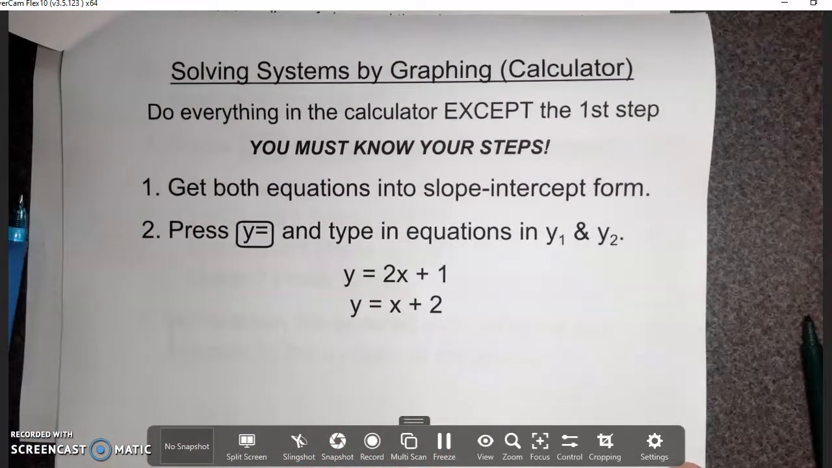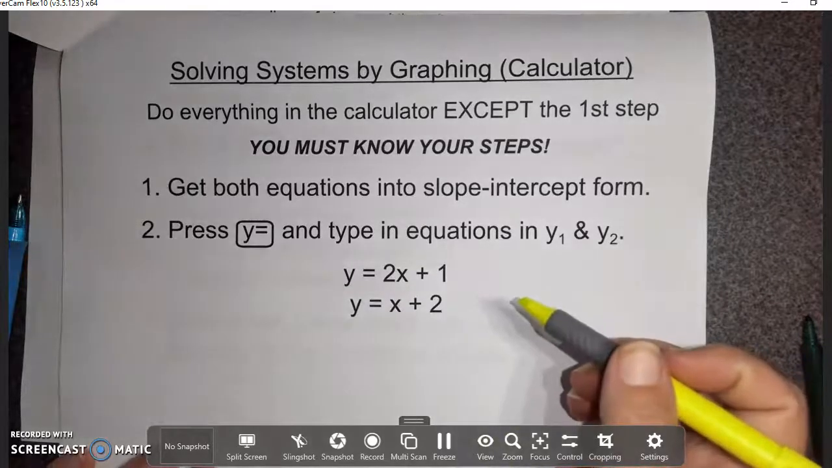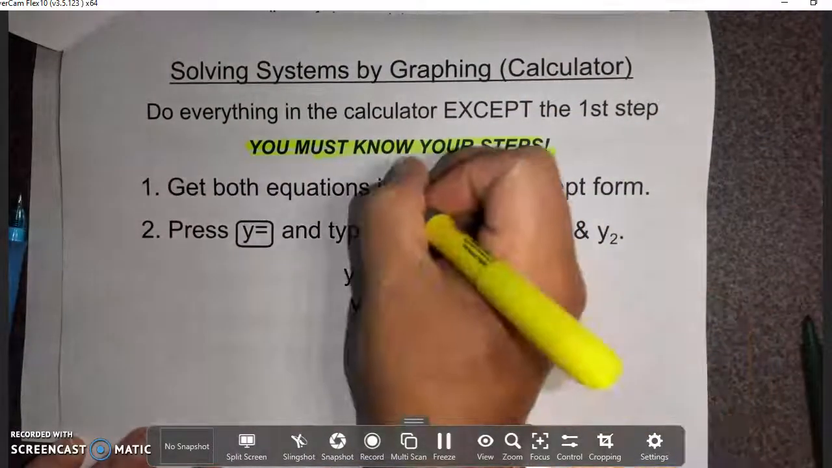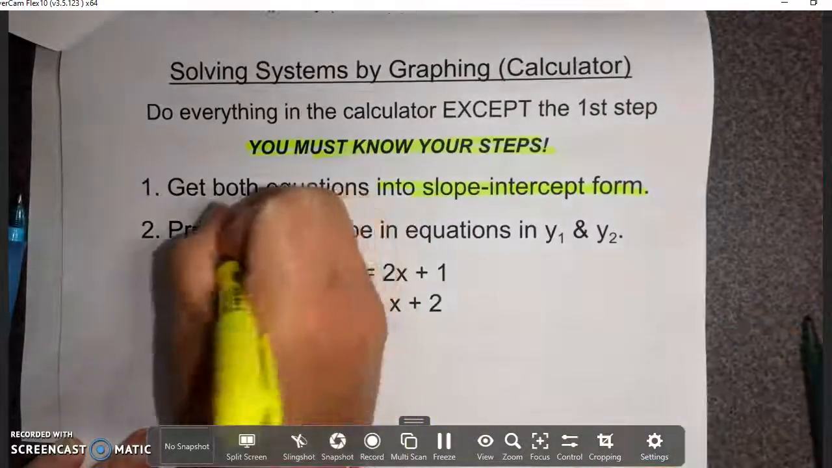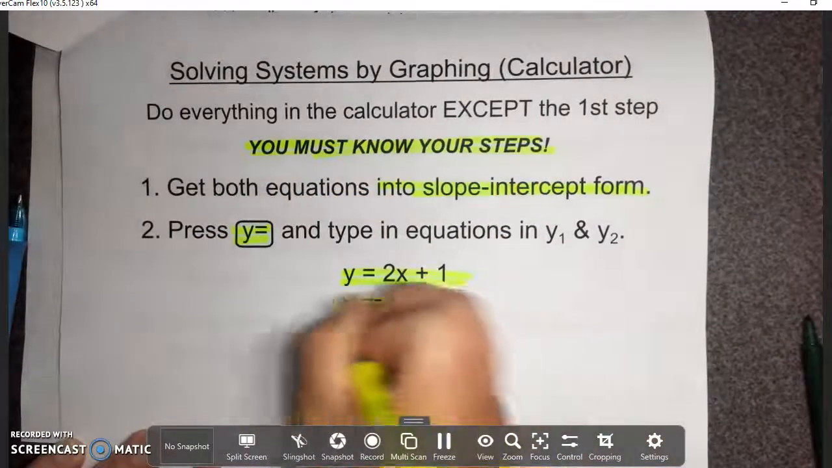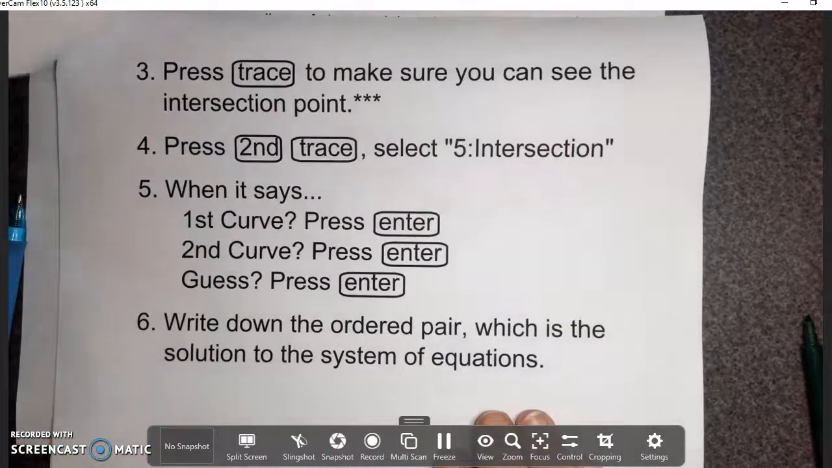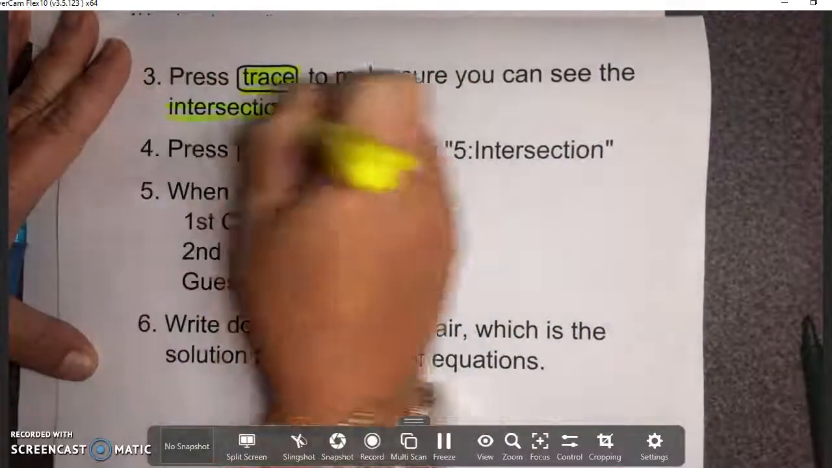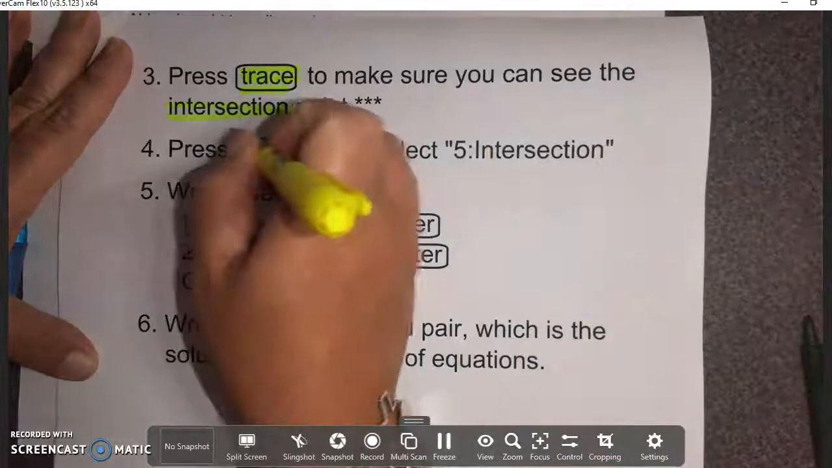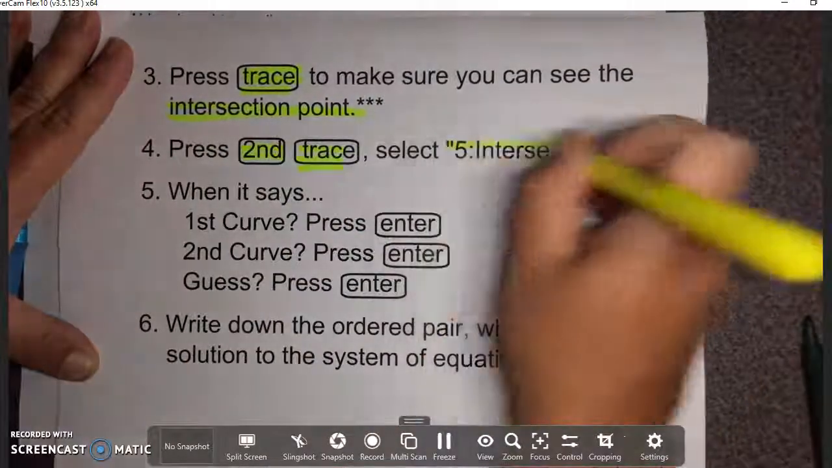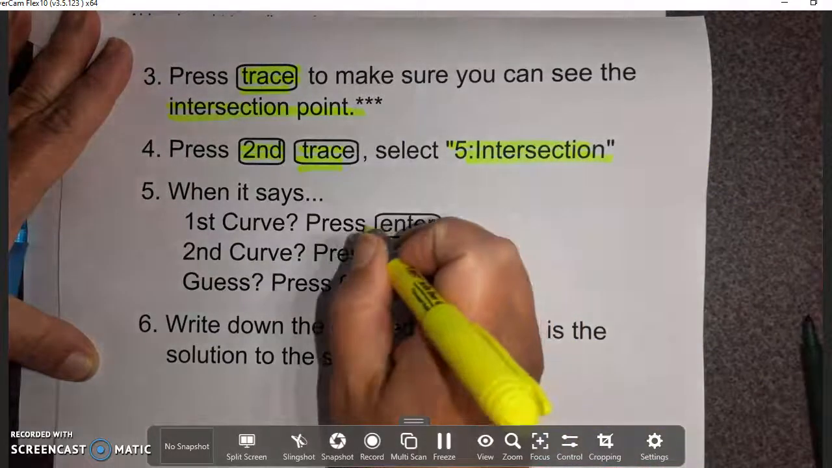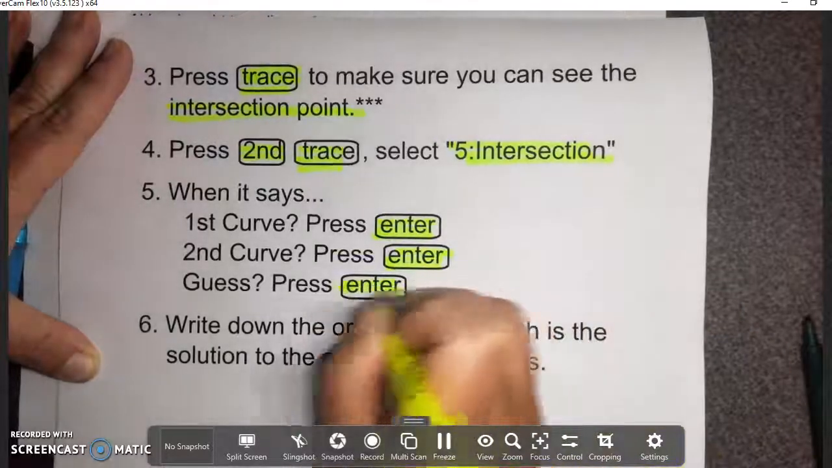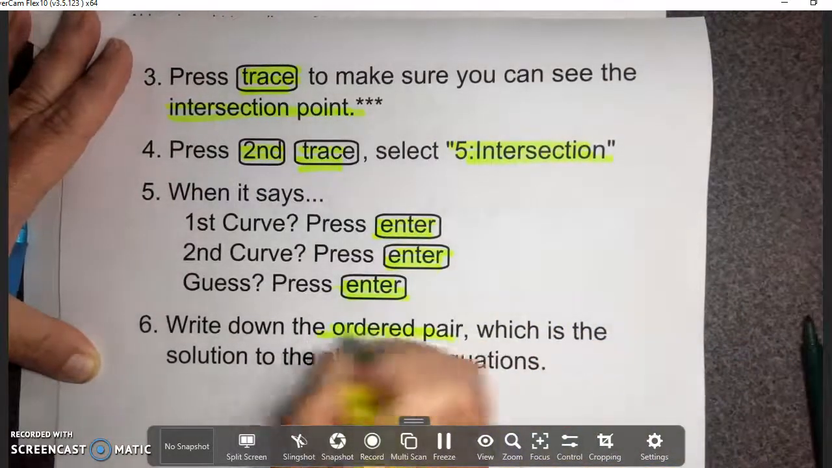Here's going over the process of using the graphing calculator. You must know your steps. Put both into slope-intercept form, y equals, and put in your equations. Hit trace, and then you're going to make sure you can see the intersection point. Press second trace, and number 5, the intersection. When it says first curve, press enter. When it says second curve, press enter. Then press enter again. Write down the ordered pair.